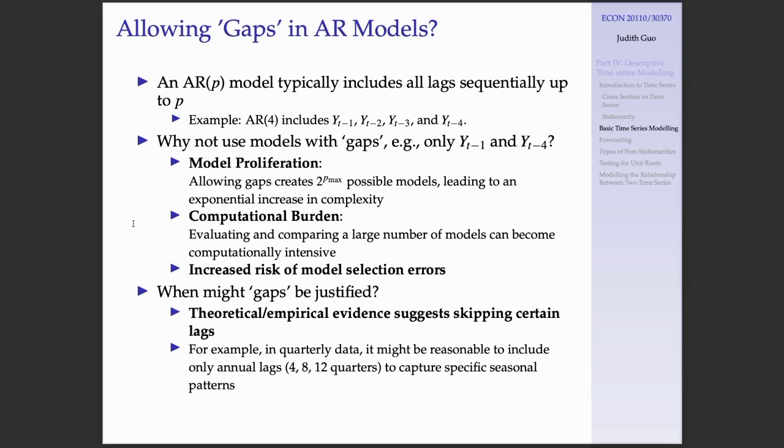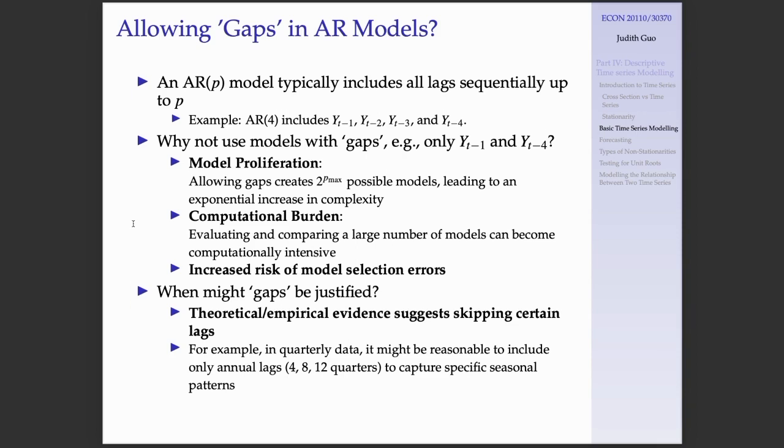Or let's say if you have monthly data, then you might want to keep just the first, 6th and the 12th lag, accounting for the annual effect. But if you don't know which lag to keep, then it's always good to keep all of them without allowing for gaps, because otherwise you would end up having to let the model selection method choose them.